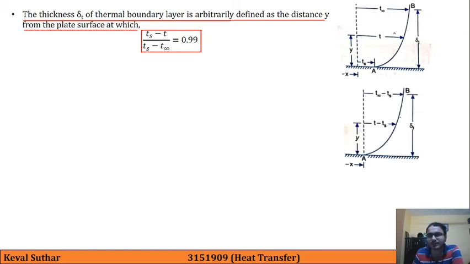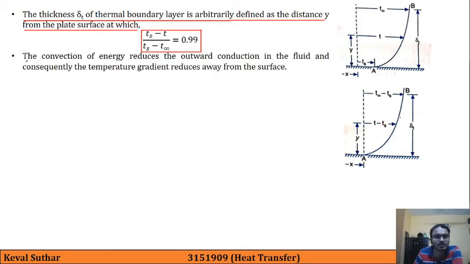And what we have done is that we have shifted this curve by an amount of Ts. This is done by subtracting the value of Ts from the given temperature T. So once we subtract this, we are getting this remaining portion, which you can exactly see in the bottom figure. So this is our curve that we are getting.